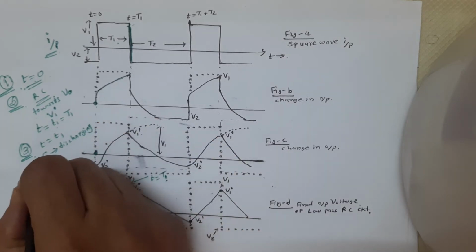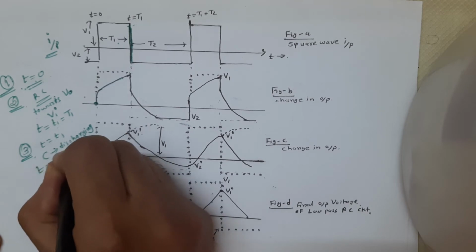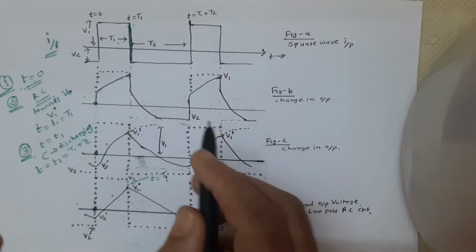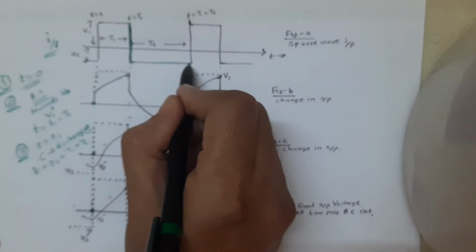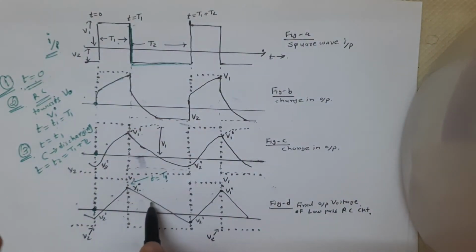Therefore, t equals T2, which is T1 plus T2. When it reaches up to this point, the output also decreases due to the discharge of the capacitor.